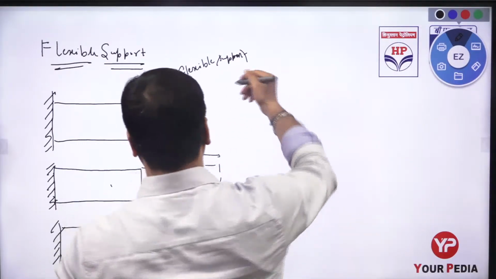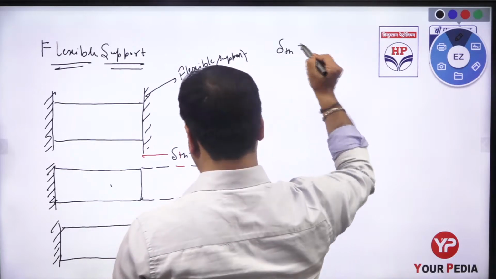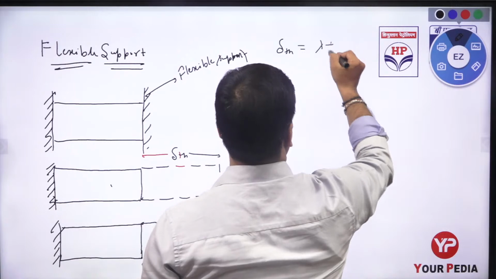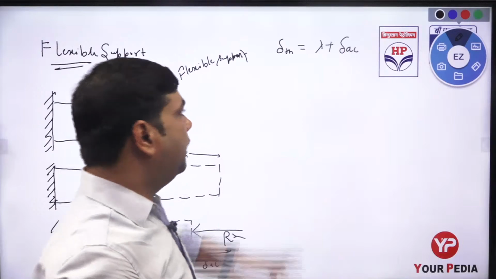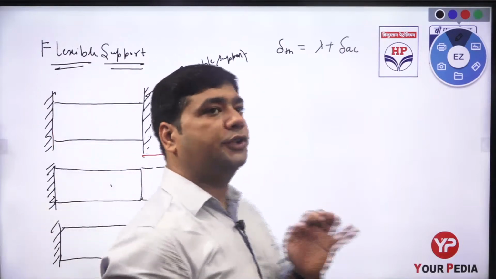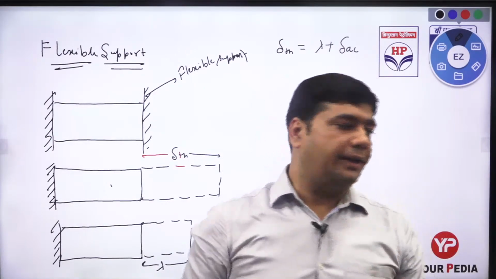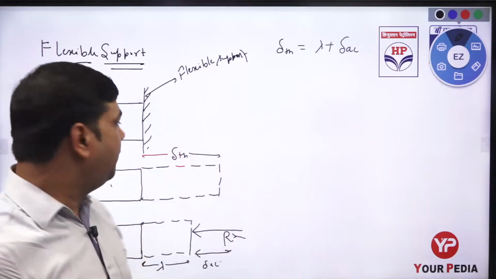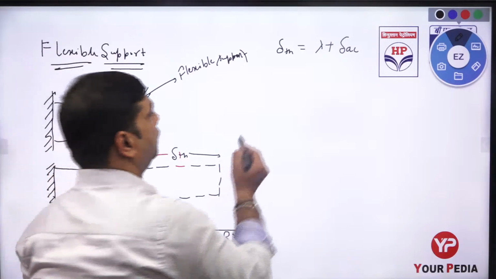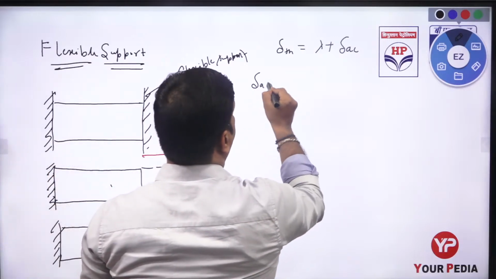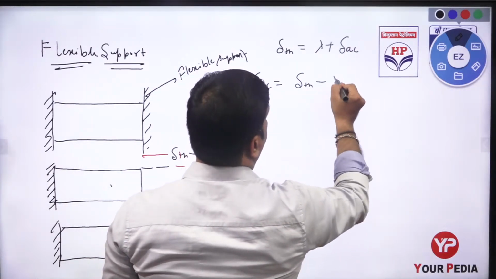So from here we can write delta th equals lambda plus axial compression, which is restricted by the supports. What is lambda? Lambda is known as the yielding of the supports, or the gap between the rails. Whatever yielding is provided by the support is denoted by lambda. So axial compression equals delta th minus lambda.